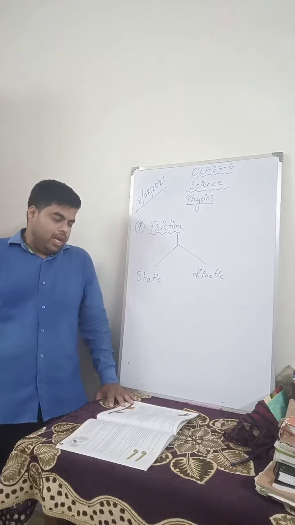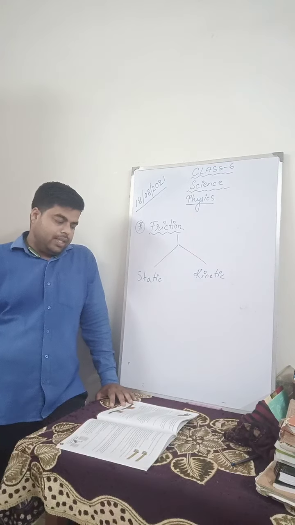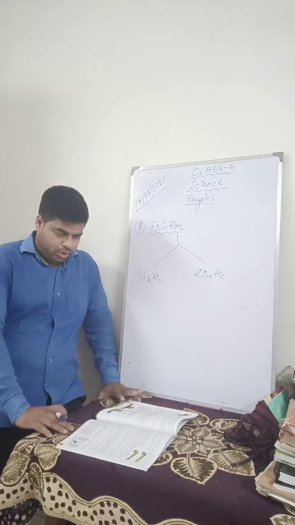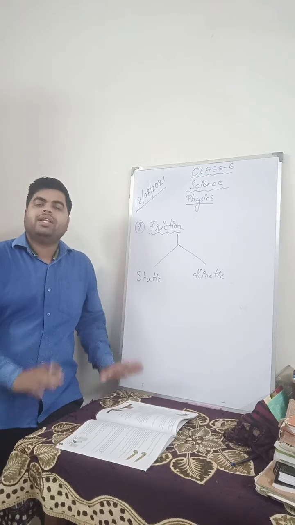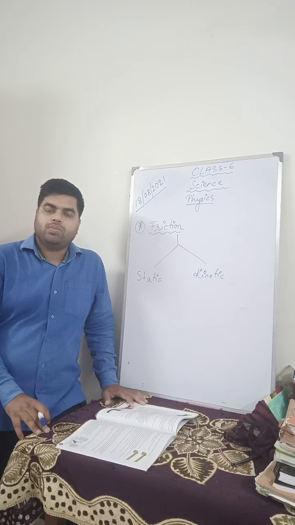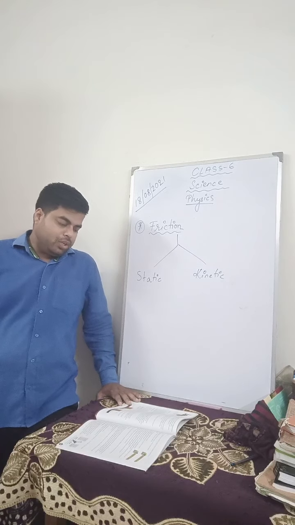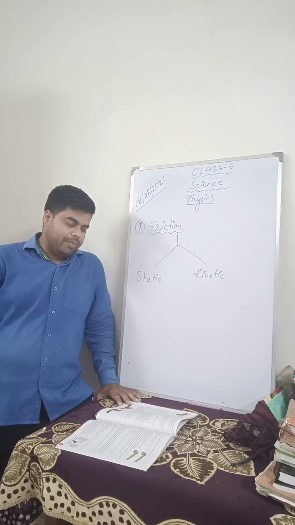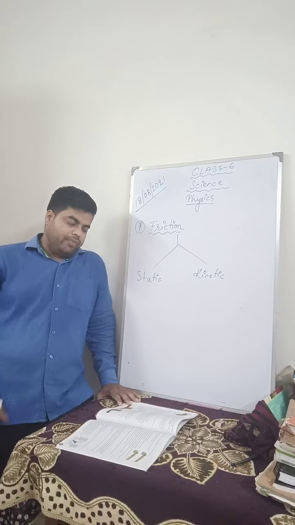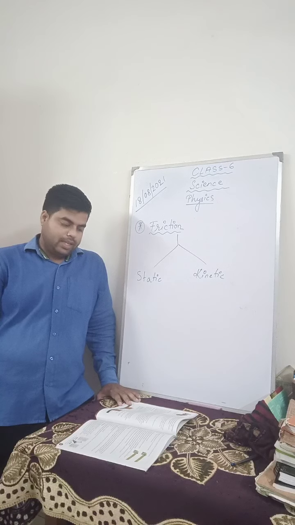Static friction. If we push a table gently, the table will not move. So if I push this table with little effort, with little force, it will not move. The friction acting between the table and the ground prevents the table from moving. So the friction acting between two surfaces in contact when there is no relative motion between them is called static friction.